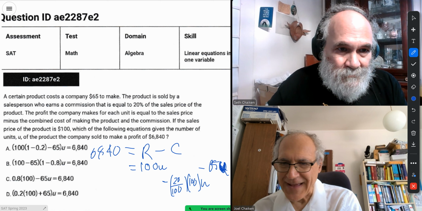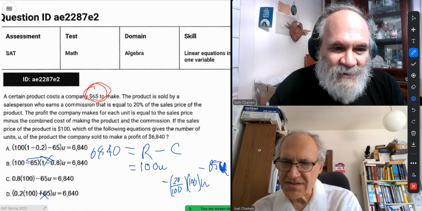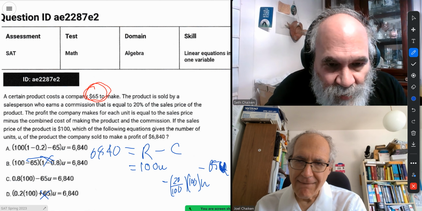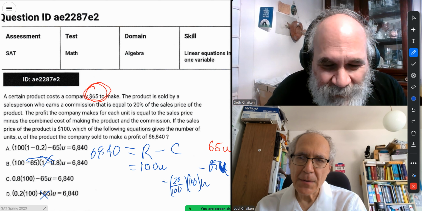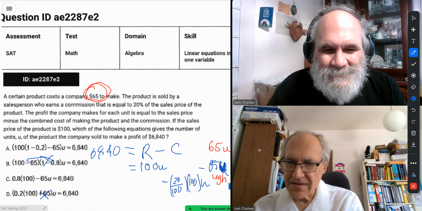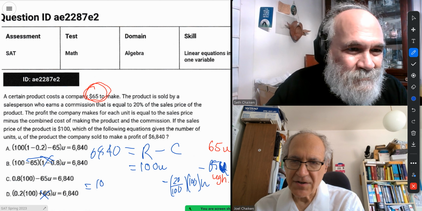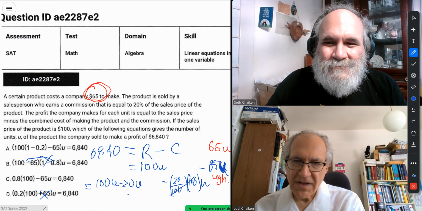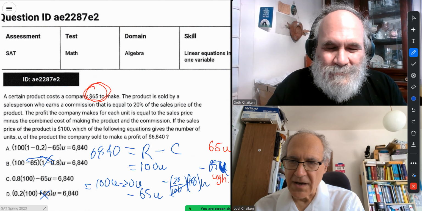Well, of course, forget about the plus 65. I mean, that's ridiculous, right? And this would be a 65. So it's either A or C. Yeah, that's a 65. I know it's a messy 65. So it's 100. Let's make it cleaner. 100U minus 20U minus 65U. So yeah, it looks like it would be A.